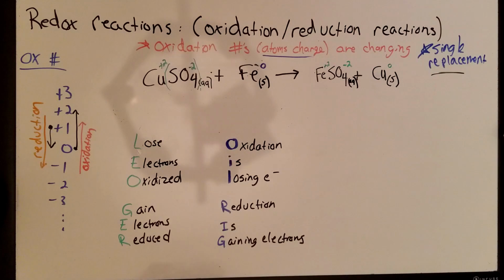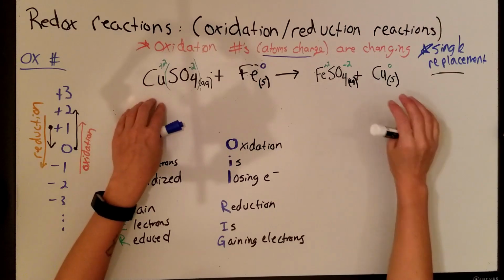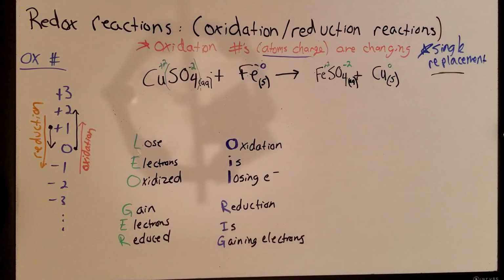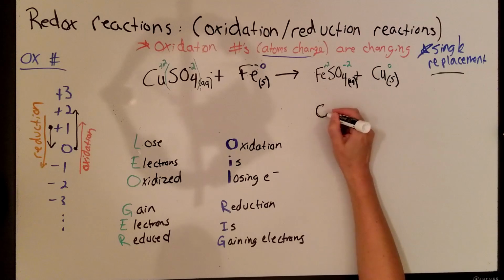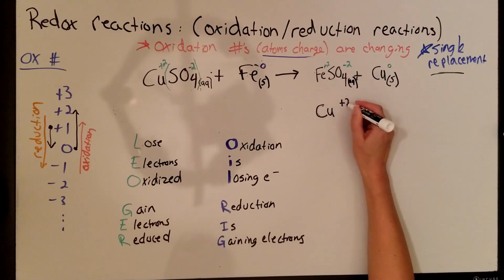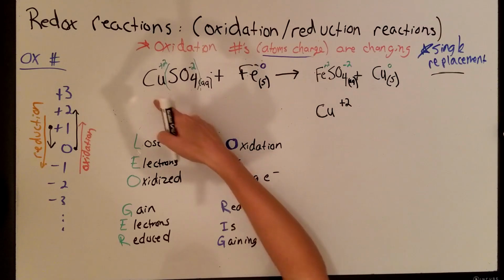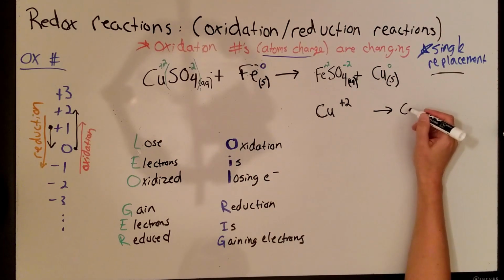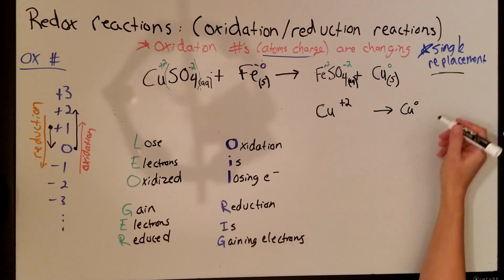To figure that out, I'm just going to pick an element. I'm going to write what's happening to that element from the reactant to the product side, use my number line and my knowledge here. So start with copper. What is copper on the reactant side? It is a +2, because it's in a compound on the reactant side. On the product side now, copper is by itself, so it's neutral, 0 charge.